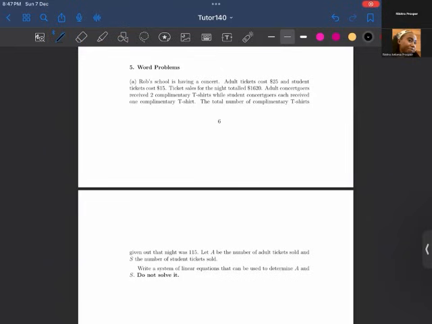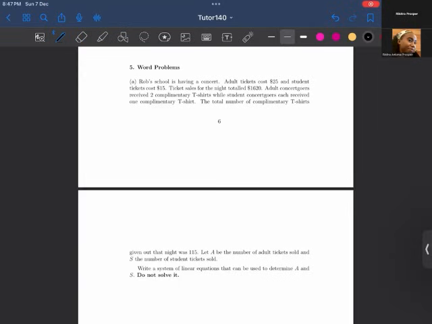Let A be the number of adult tickets sold and S the number of student tickets sold. Write a system of linear equations that can be used to determine A. Do not solve it. Now, simultaneous equations. They could tell you to write the equations and then solve it, or they give you a question like this and say do not solve it. They just want to know that you know how to write the equations.